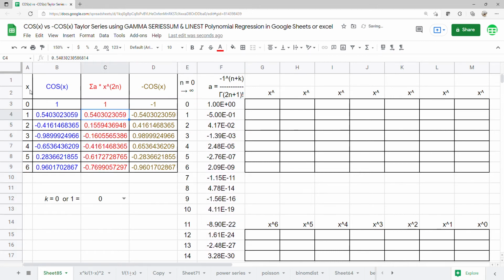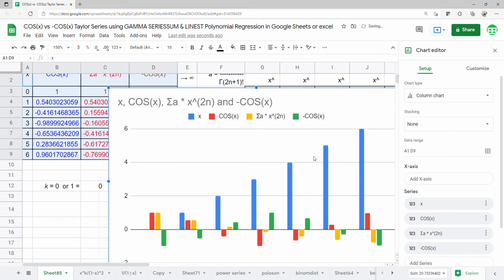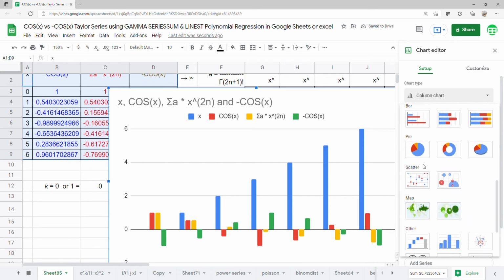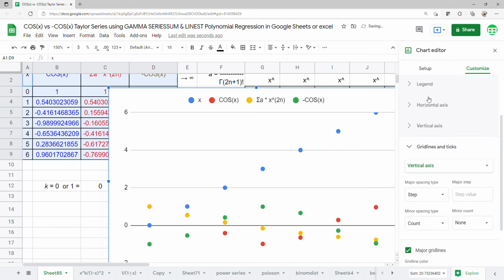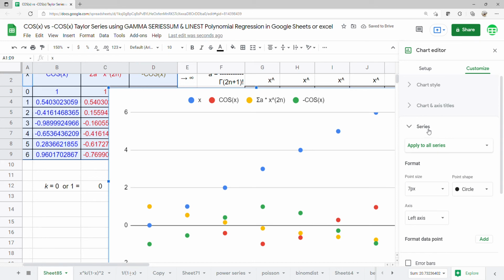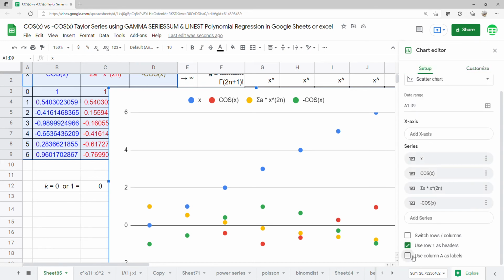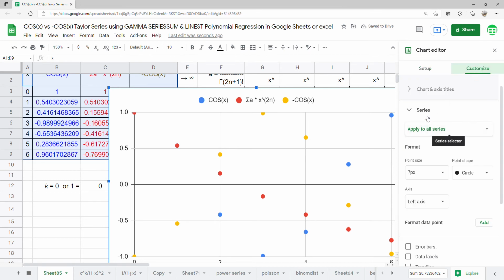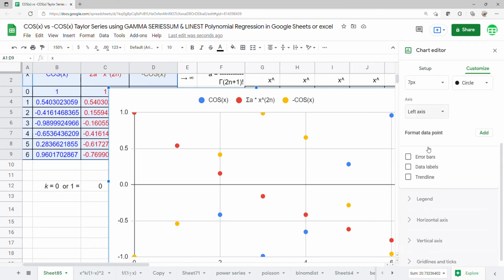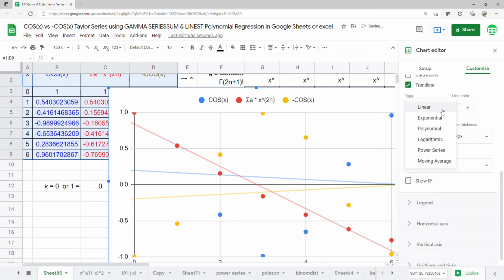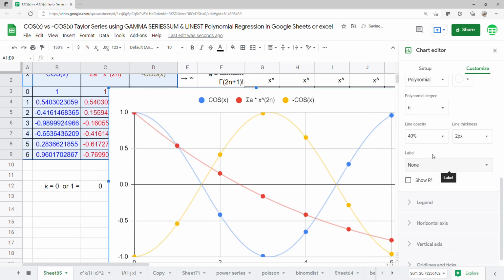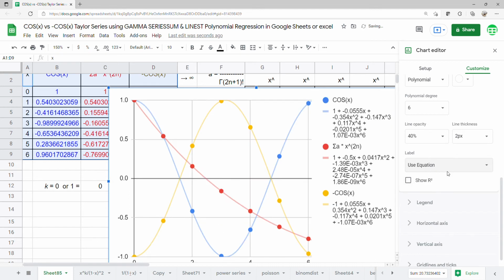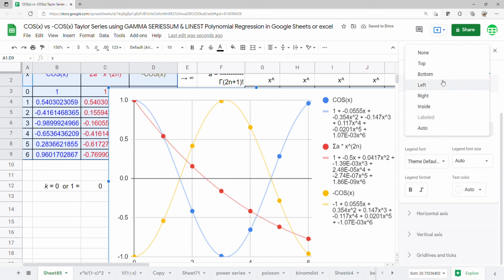And we'll chart this. Insert chart. And we use scatter chart. We don't need the title. Delete that. And show the trend line. So series. We also use column A as label. For the trend line, series, show the trend line, polynomial to the 6th degree. And for the label, use the equation. For the legend, position at the bottom.